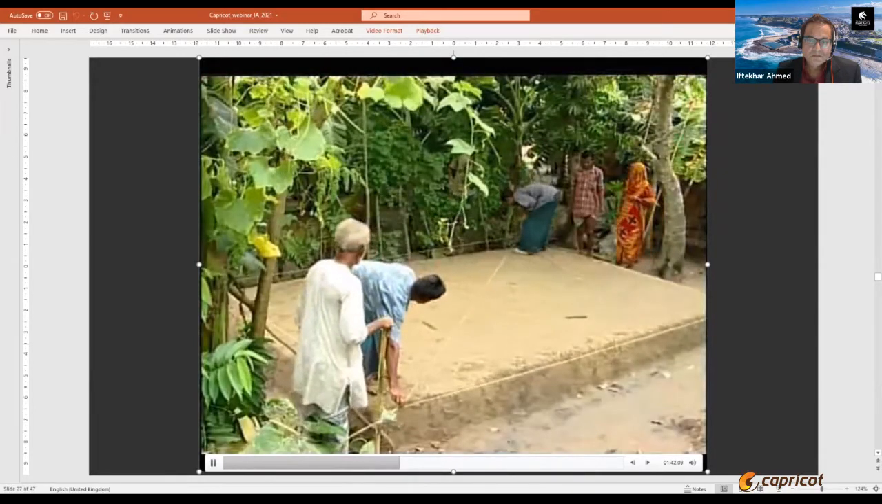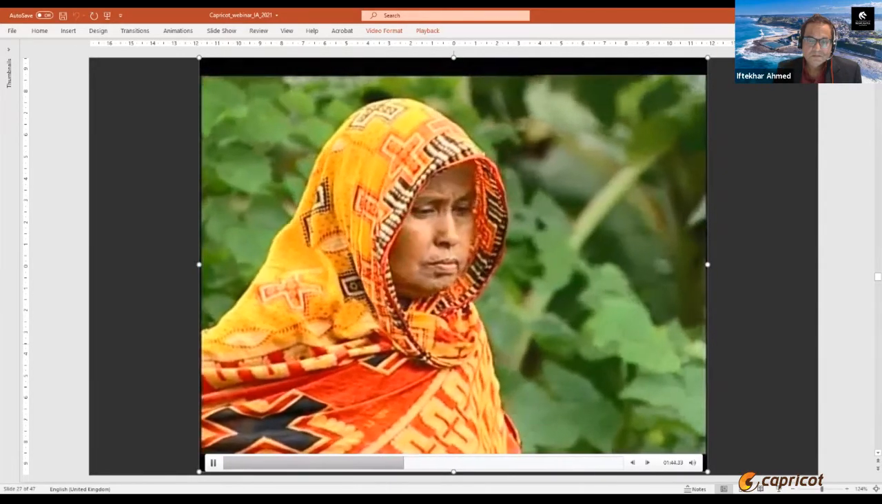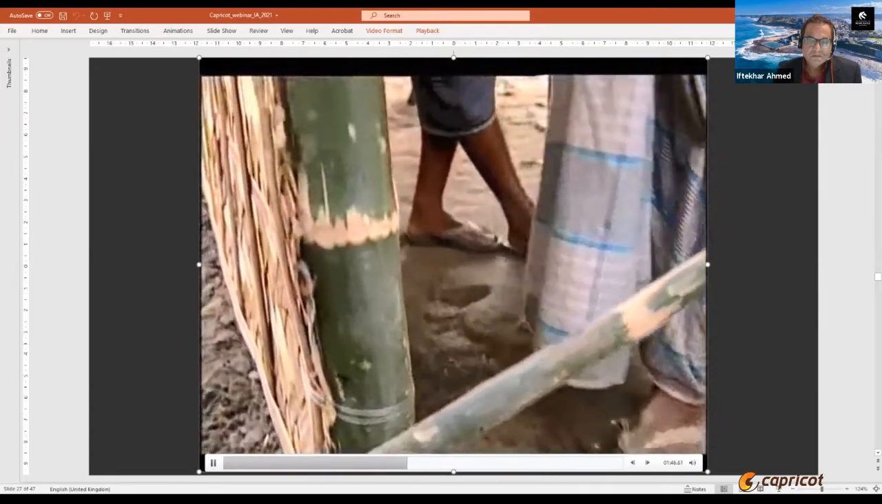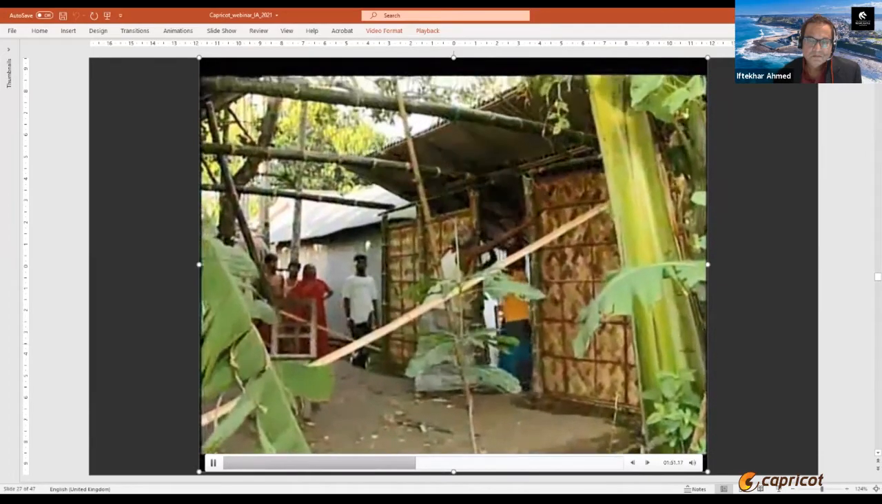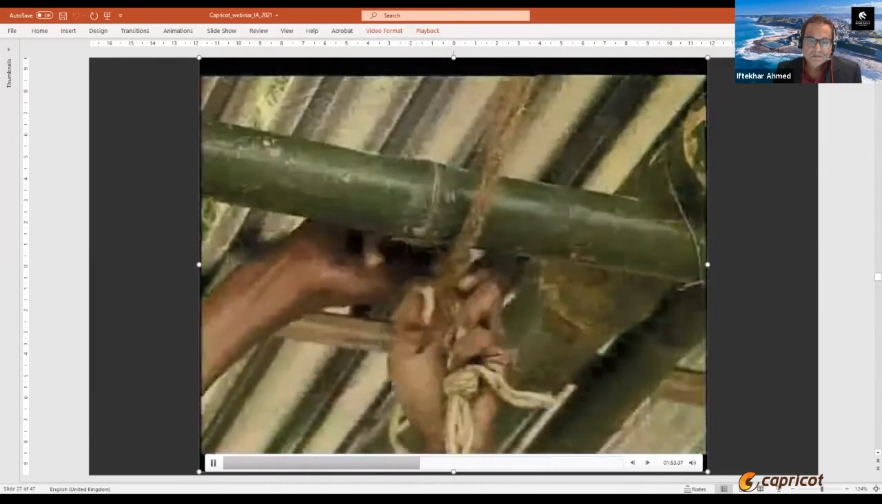A soil and cement combination in the ratio of 19:1 was used for capping the plinth of the house. This prevents the plinth from being washed away.